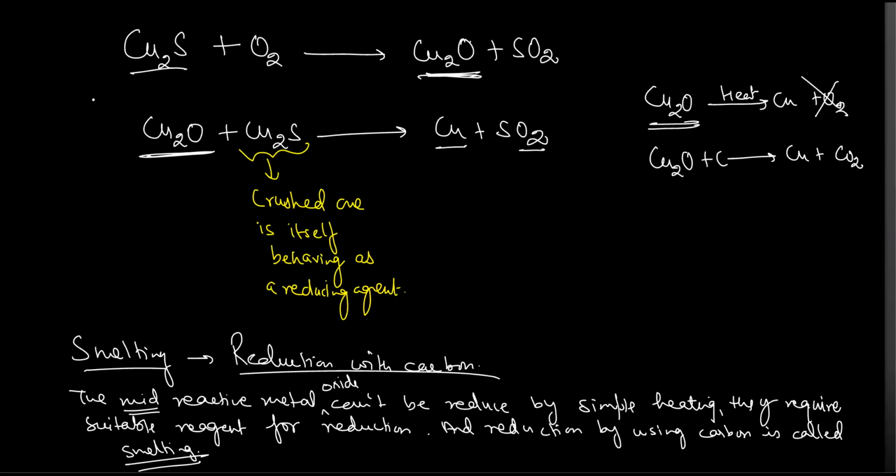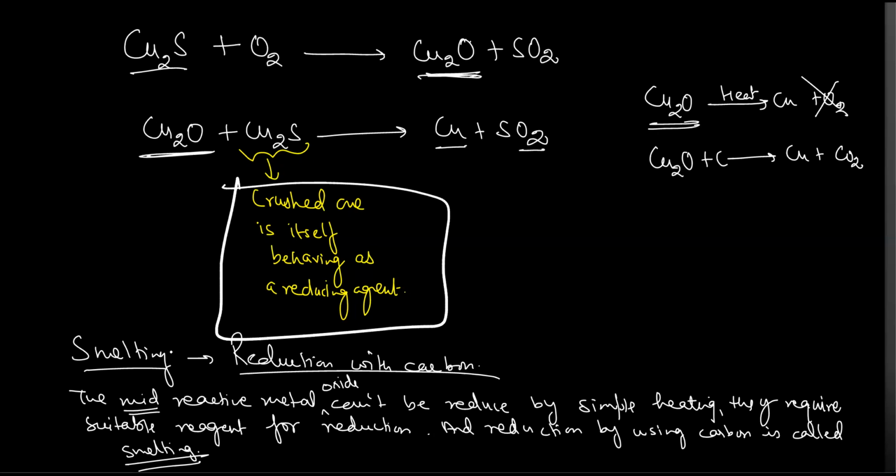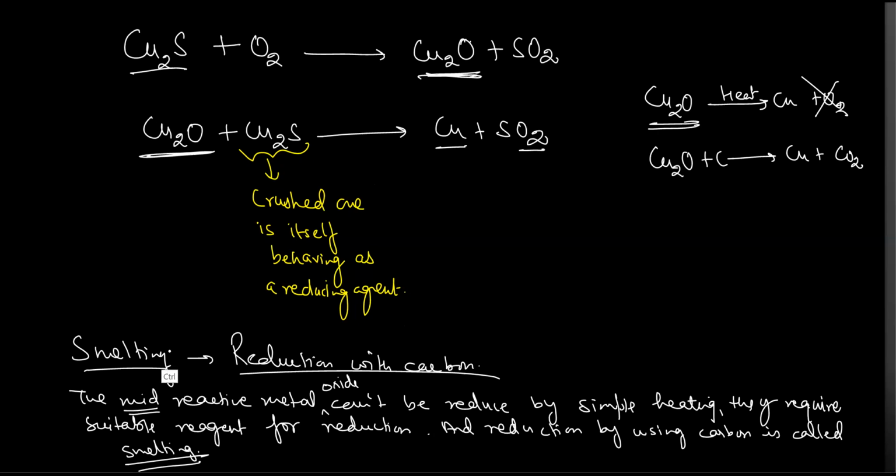Okay, so here it is written that Cu2S in the case of copper will give you Cu2O plus sulfur dioxide. And then this Cu2O reacts with Cu2S, and it will give you copper plus sulfur dioxide. Here the crushed ore itself behaves as a reducing agent. Have you written this one? That the crushed ore itself behaves as a reducing agent? Yes, sir. But now we have mid-reactive metals.